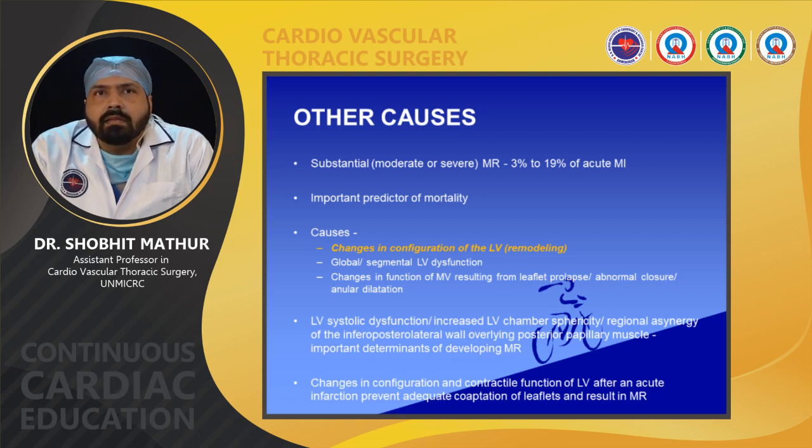Let me repeat this again. Basically the systolic dysfunction, increased sphericity of the LV chamber, and regional asynergy of the infero-posterior lateral wall that overlies the posterior papillary muscle are important determinants of developing MR. Changes in configuration and contractile function of the LV after an acute infarction prevent adequate coaptation of the leaflets and result in MR.